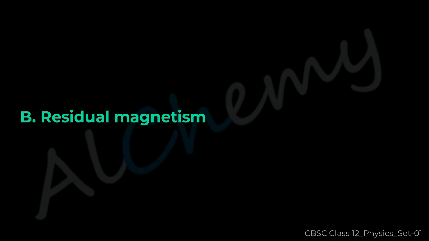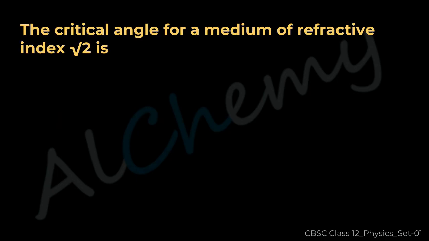The correct answer is B. Residual magnetism. Question 46. The critical angle for a medium of refractive index 2 is A. 30 degrees, B. 45 degrees, C. 60 degrees, D. 90 degrees.